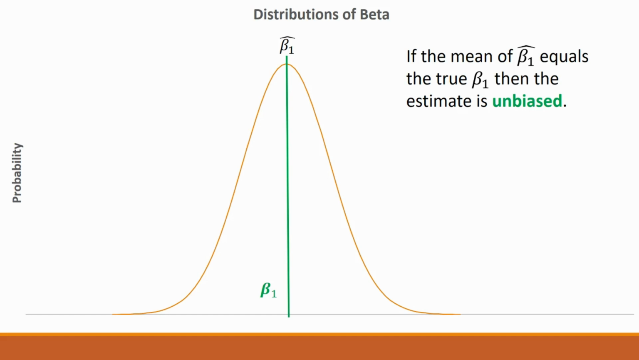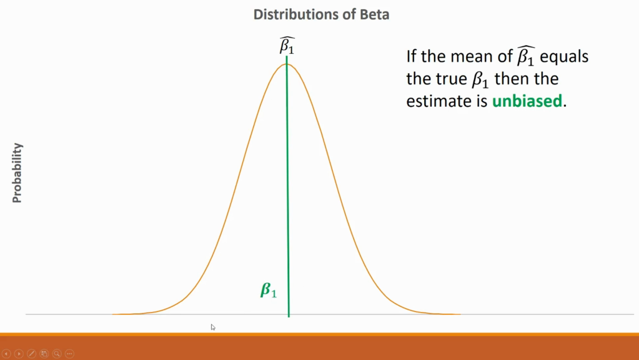Beta 1 hat is unbiased if the average value of beta 1 hat is equal to the true beta 1. And what does that imply? If your beta 1 hat is unbiased, that means the most likely values of your beta 1 hat are going to be around the true beta 1. We like things being unbiased because it means it's much more likely for us to observe a particular beta 1 hat value that's close to the true value.